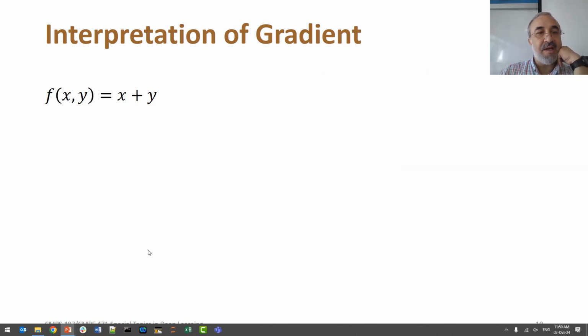What if the function is x plus y? Yeah, 1, 1. Because if we change x a little bit, then the effect on f is just that change times 1, right? It's the same. It's direct. It doesn't depend on the other variable in this case. Same with y. df by dy is 1.